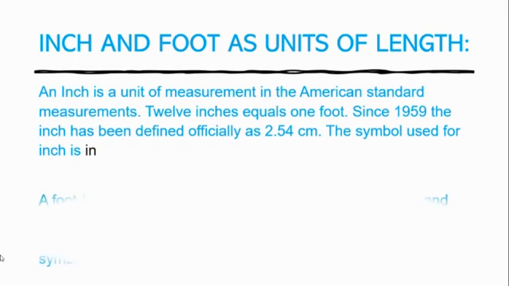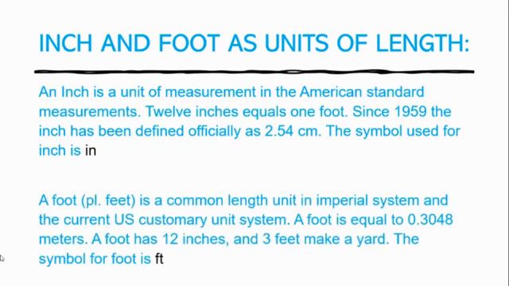So next, go to the next part: foot. A foot is a common length unit in the imperial system and the current US customary unit system. A foot equals 0.3048 meters. A foot has 12 inches and 3 feet make a yard. The symbol for foot is feet, ft.